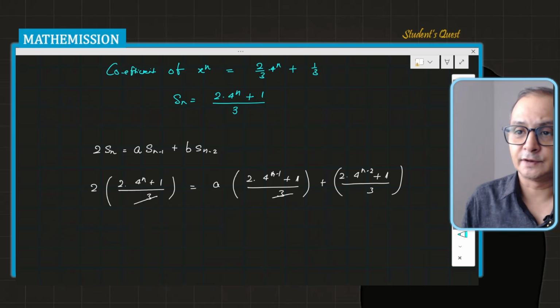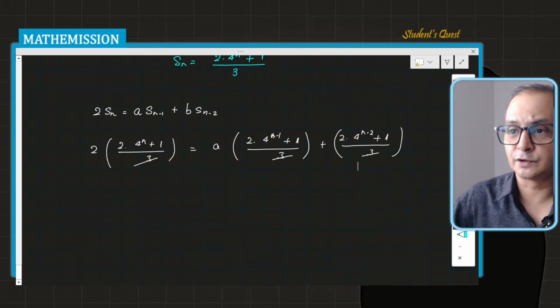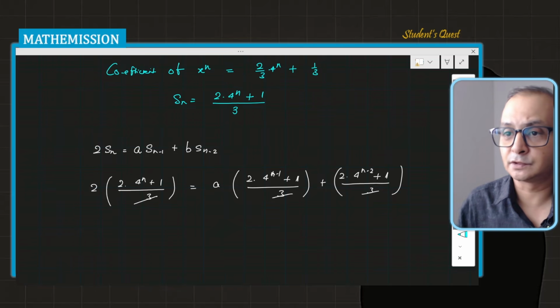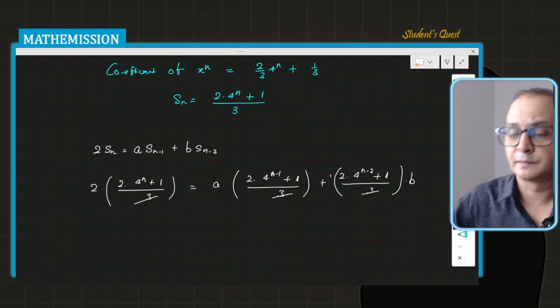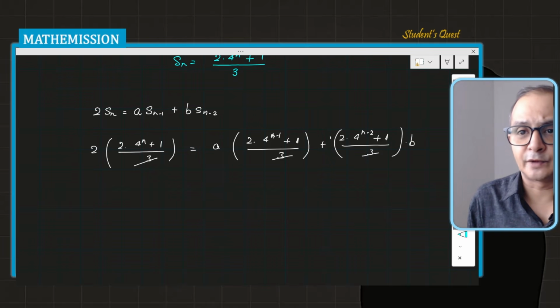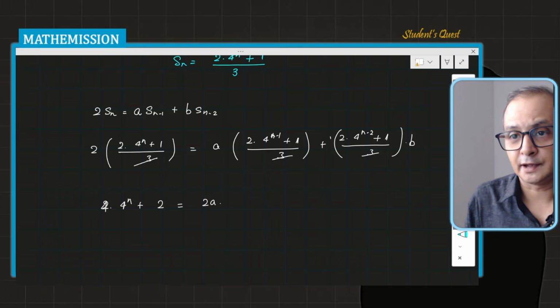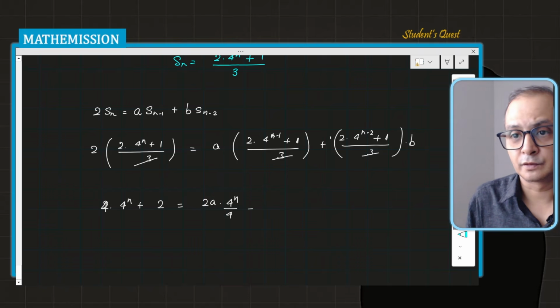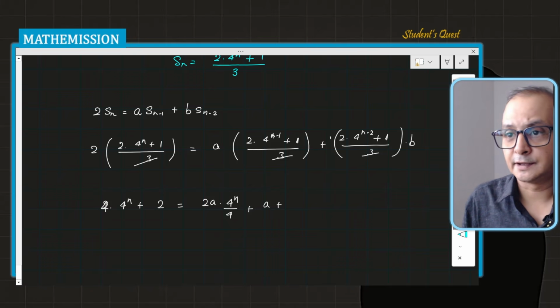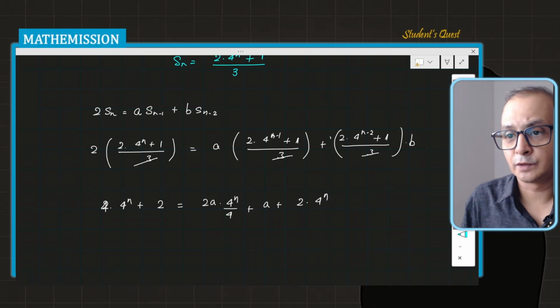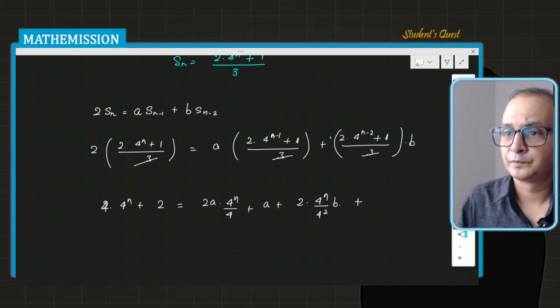Now this 3 and 3 will get cancelled. I already told that we can compare the values of a and b, and by the way there's a b there I left out. I missed to write, so I'm writing this b here. Now this I'm writing as it is. So 4 to the power n plus 2, and here I am writing 2a times 4 to the power n by 4 plus a, and then again 2 into 4 to the power n by 4 squared is b, and plus b.